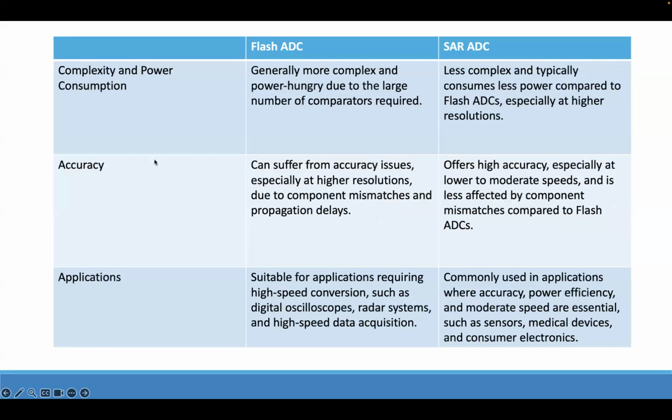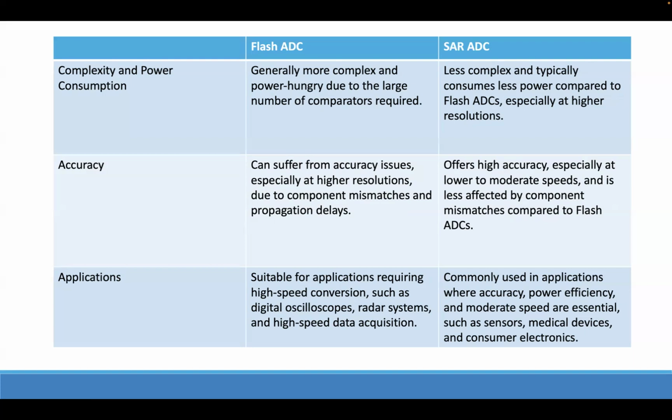Another point of comparison is the complexity and power consumption. The flash ADC has a more complex design, as we see in the architecture, and due to the large number of components, it also has high power consumption. Compared to it, the SAR ADC has a less complex architecture, and it results in less power consumption.